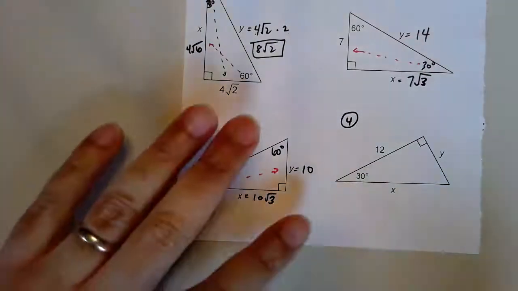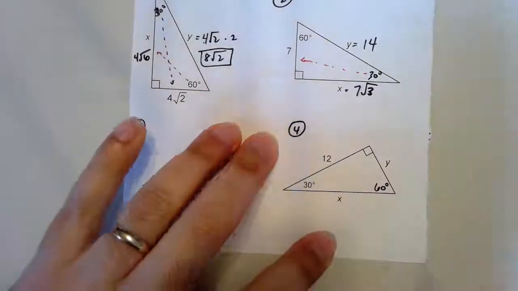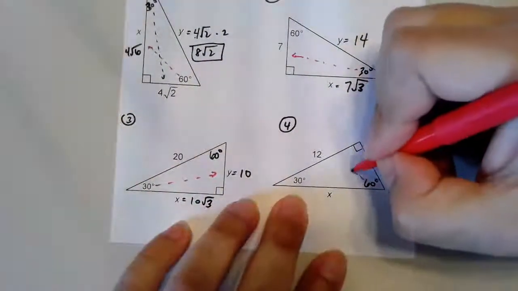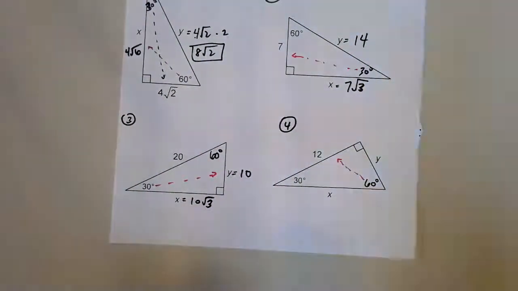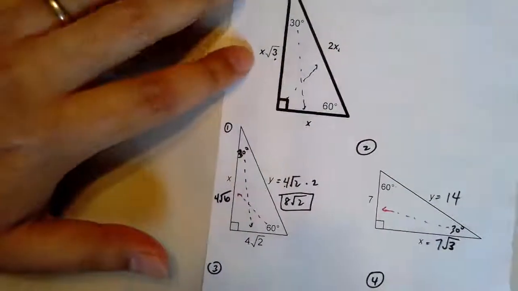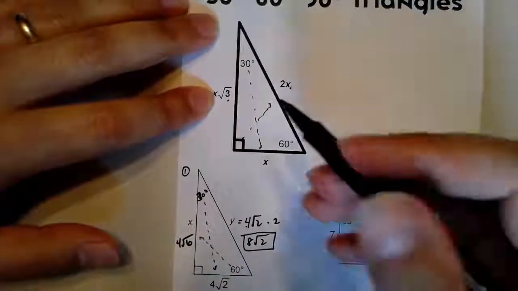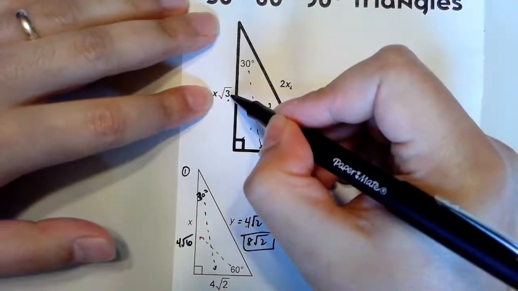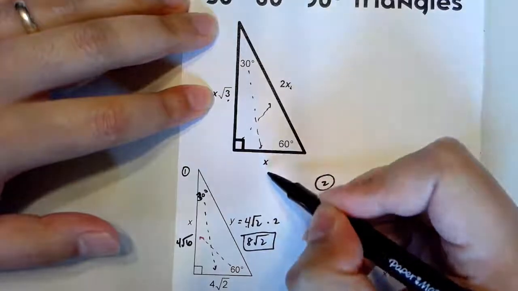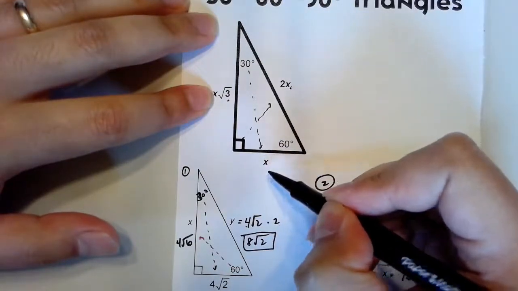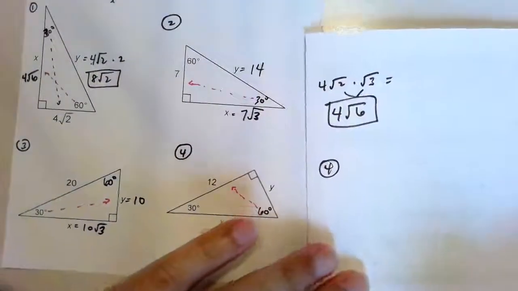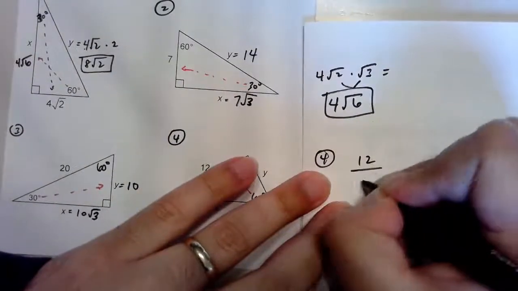Okay, so now the last one. So again, we know the longer leg. They only give us the longer leg. That's all they give us in terms of side lengths. So they gave us this guy here. Well, we've been going from this guy to this guy, multiply times the square root of 3. Well, now if we need to go backwards, we're going to divide by the square root of 3. So what I'm going to do here is take 12 and divide it by the square root of 3.